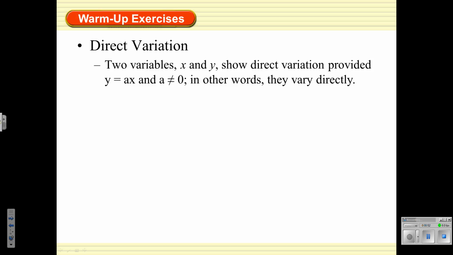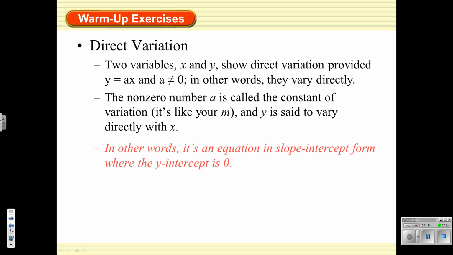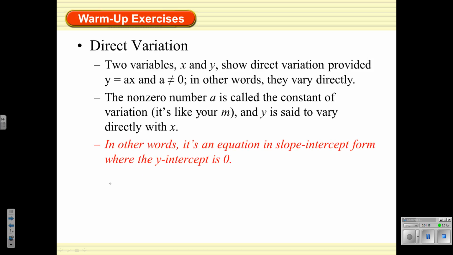So as we look at this equation, the non-zero number a is called the constant of variation. It's like the rate of change. It's your m. It's your slope. And y is said to vary directly with x. In other words, it's a constant rate of change. And it's an equation in slope-intercept form where the y-intercept is 0.